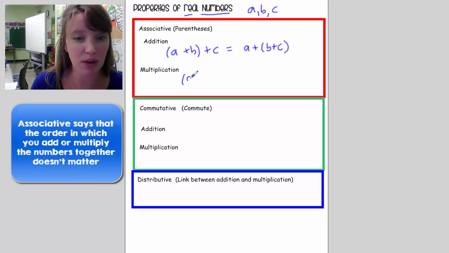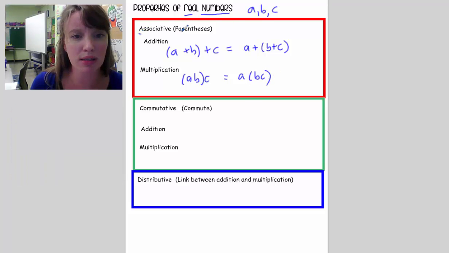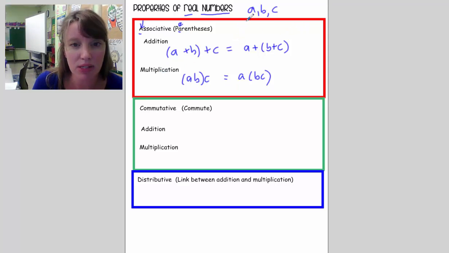Likewise, if we have A times B with a C outside, you can switch around the parentheses to have the A outside. I always remember associative because the word parentheses has an A in it, and the word associative starts with an A. Again, this means that order does not matter.